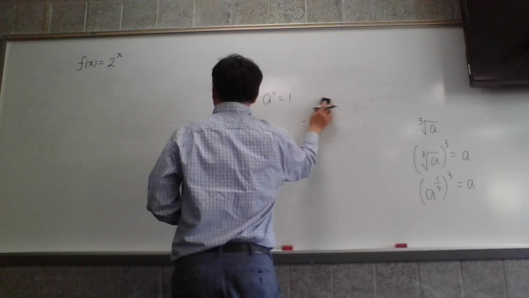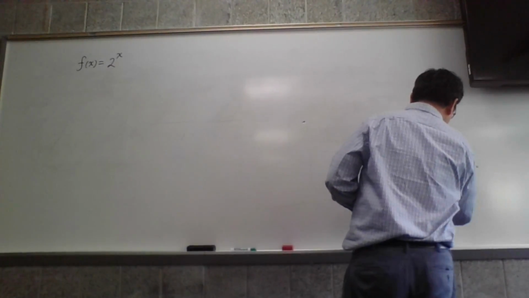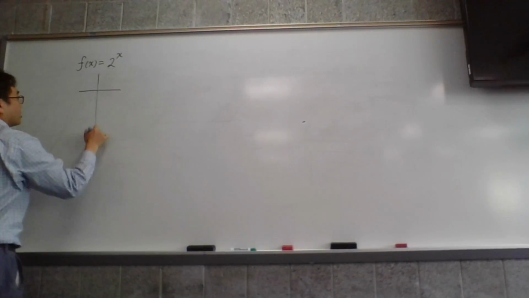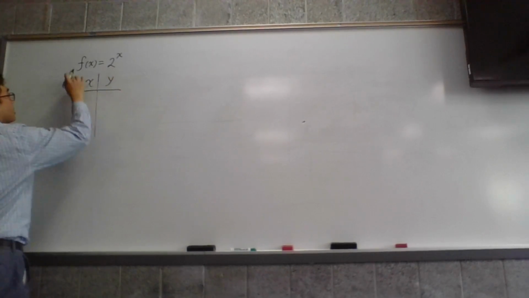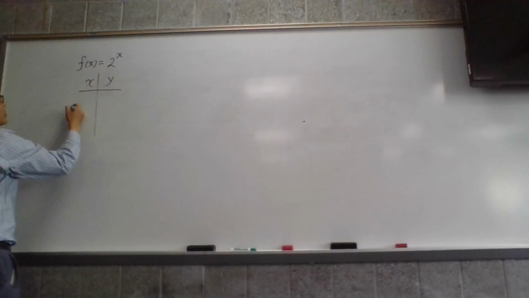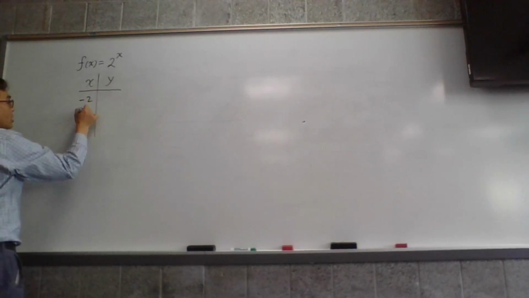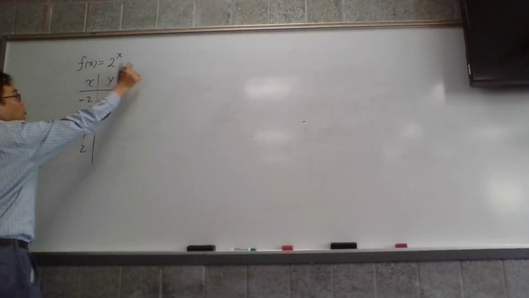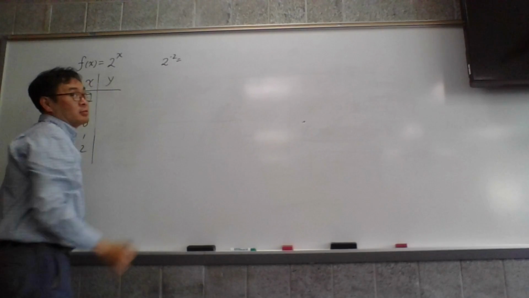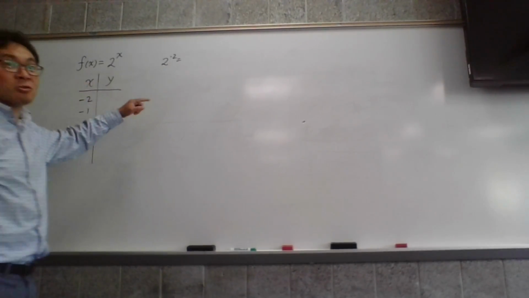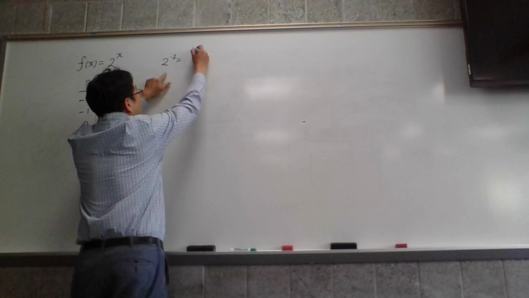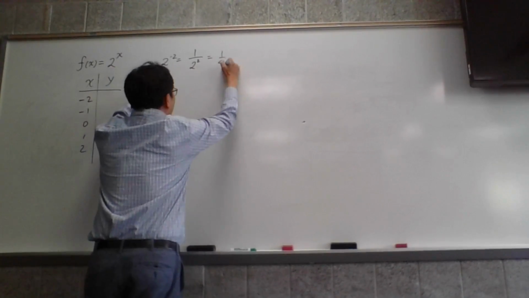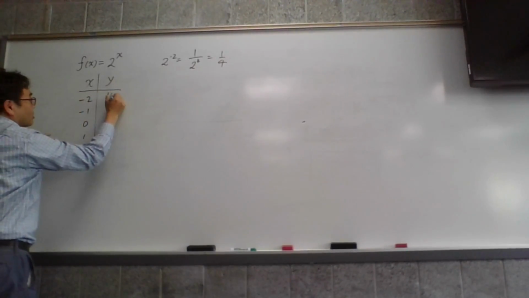And let's try to graph this, see how it looks. Make a chart, x, y. The value of this function will be y. So if you put -2, -1, 0, 1, and 2, what is 2 to the -2 power? We just reviewed it. This is equal to what? 1 over 2 squared, which is 4, yes. So this will be 1/4.